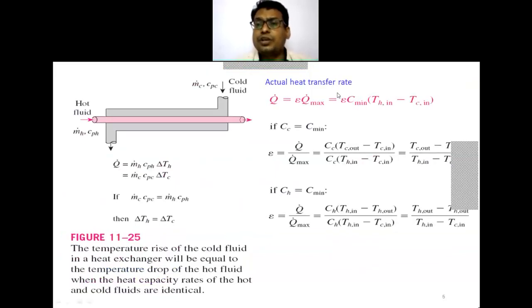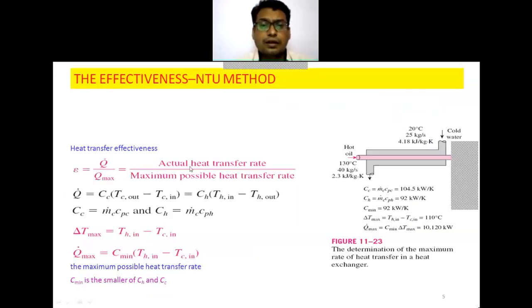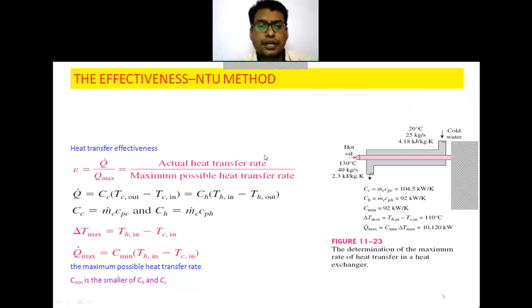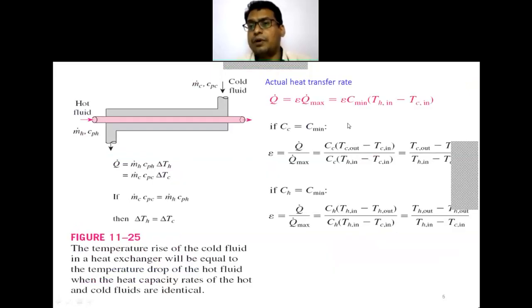Now the actual heat transfer rate, Q dot, is equal to epsilon into Q maximum. We have already calculated Q maximum, which is equal to C minimum into the maximum temperature gradient. So C minimum into the maximum temperature gradient, that is Th in minus Tc in, into epsilon will be the actual heat transfer rate.